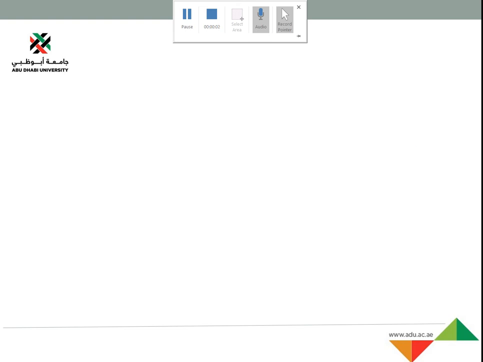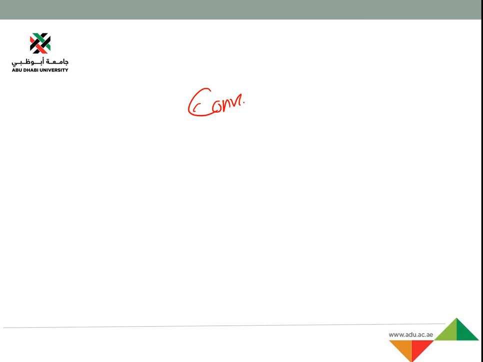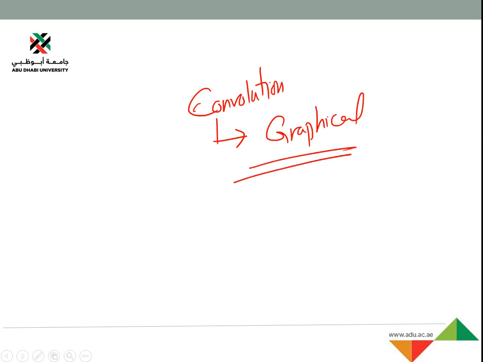Welcome back, class. In the last lecture we learned about one very important property of the continuous time LTI system, which was the convolution. We learned how, using the graphical form, we can convolve two signals. We have seen the different properties. Now in this chapter we are briefly going to see some more properties of the convolution, and then we are going to focus on the properties of the LTI system.